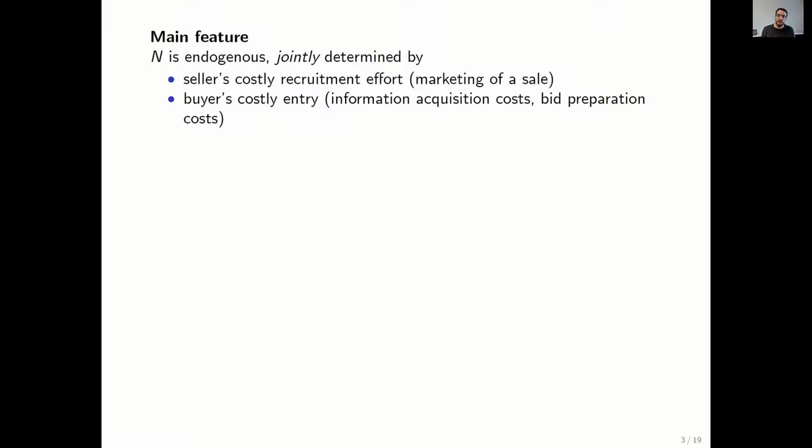So there are costs of acquiring information to prepare a bid. If I want to buy a house, it will be costly for me to learn about the house. How would it fit my family? What is the real value of the house? And so on.